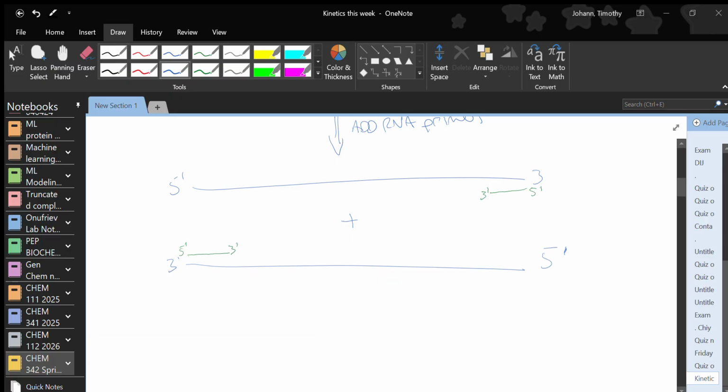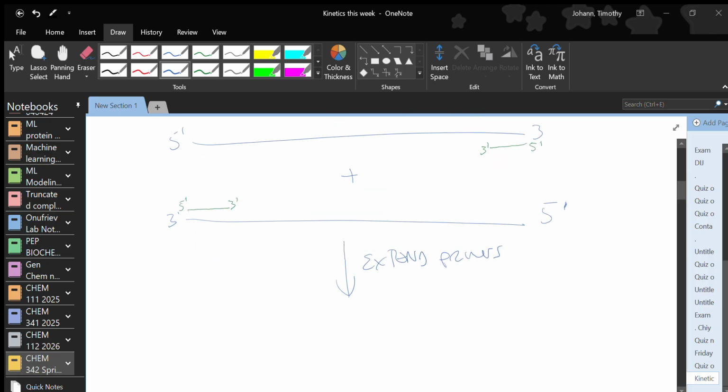All right, so we add those primers. Now we're going to extend primers. So far I'm just drawing what I've got above, and then I'm about to extend them.